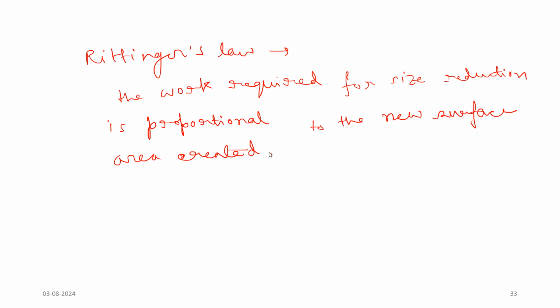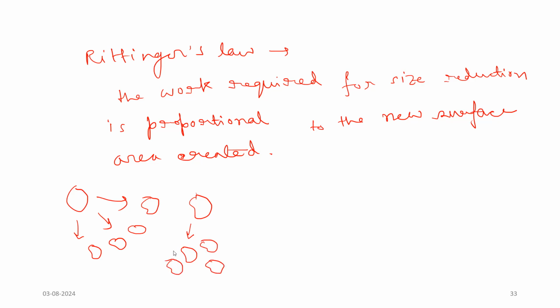What is this new surface area? New surface area means a larger particle is getting crushed and creating smaller particles. That means it is creating new surface area, right? When something is getting reduced in size, its surface area increases. So the work required is proportional to the new surface area created.